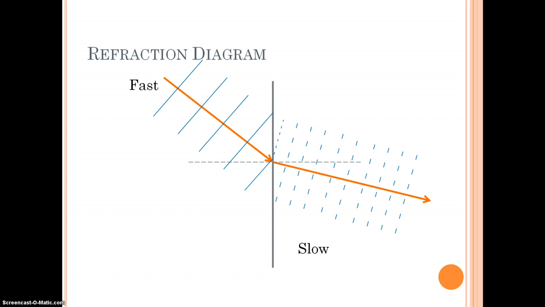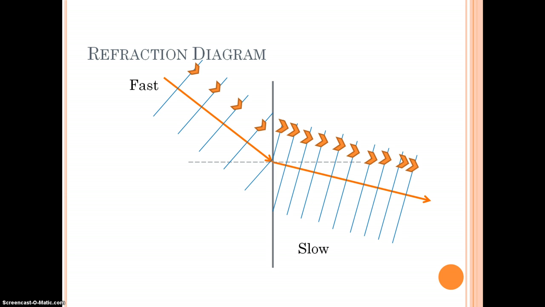Then I went ahead and put on my wavefronts. Notice the wavefronts are further apart in the fast medium and closer together in the slow. So imagine you're driving really fast and you throw a penny out of your car every second. They're going to be further apart when you're going fast, and if you do the same thing when you're going slow, those pennies will be closer together. So that's why they're further apart in the fast medium.